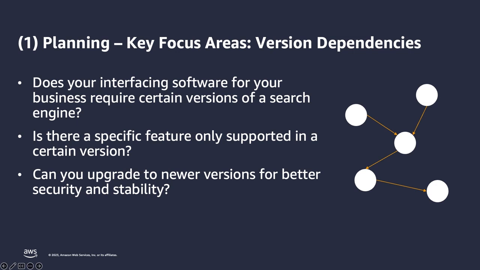And the next focus area to consider when it comes to version dependency is to decide whether you can upgrade to a newer version for better security and stability. Security being that with the latest or newer versions of Amazon OpenSearch Service, there are a number of different security options available. The IAM authentication I mentioned earlier is not available on the older version, but is available on the newer version of Amazon OpenSearch Service.